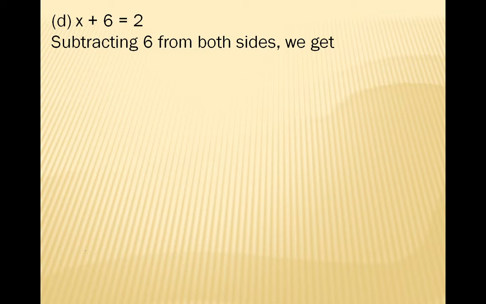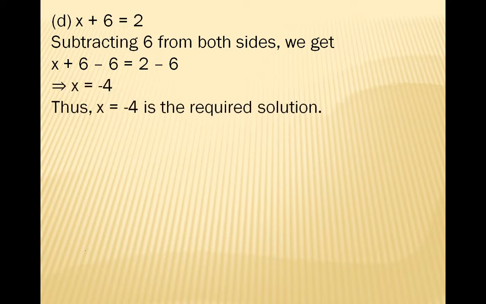Now D, x plus 6 is equal to 2. Plus 6 is there, that means we have to subtract 6 from both sides. So we get x plus 6 minus 6 is equal to 2 minus 6. So plus 6 and minus 6 will cancel each other. So x is equal to negative 4.